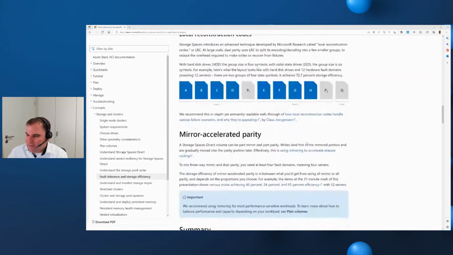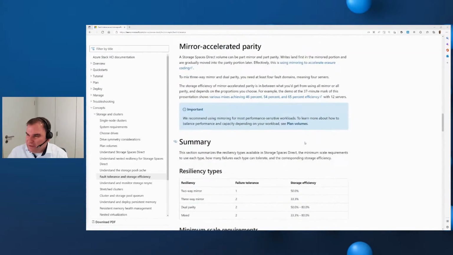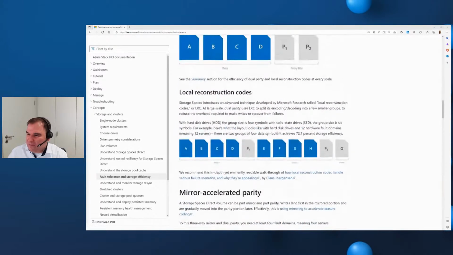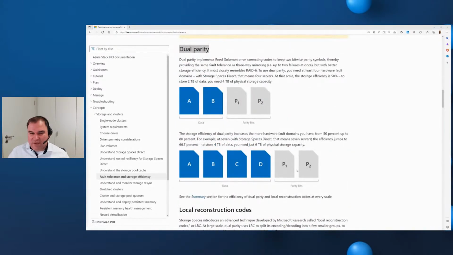And the mirror accelerated parity is an interesting construct where we combine the mirroring and the parity. There we have 2 storage tiers. The first tier is mirroring, the second tier is dual parity. So we have the advantage that the parity does not have to be calculated immediately when the data is written, but afterwards. And so we save resources and we have better performance here.